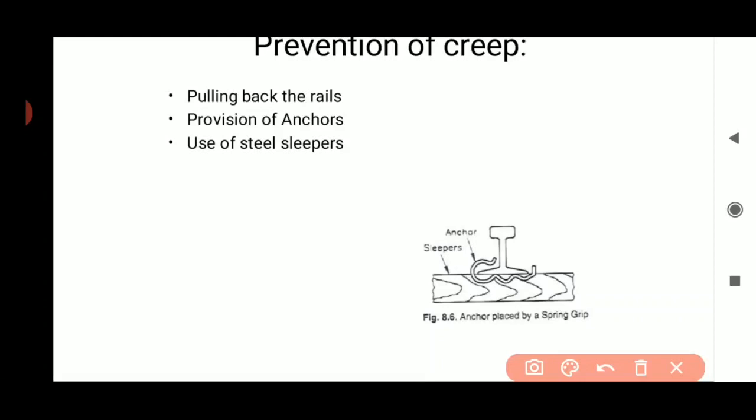Okay, so these are three methods to prevent the creep. So this is all about the theory of creep of rail. In the next lecture we will discuss the next component, that is sleeper. Thank you.